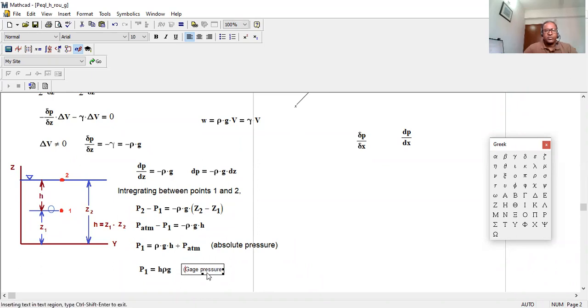Okay. So what you see is that the pressure on an object underwater or under a fluid depends on depth. If depth increases, pressure increases. If depth decreases, pressure decreases.